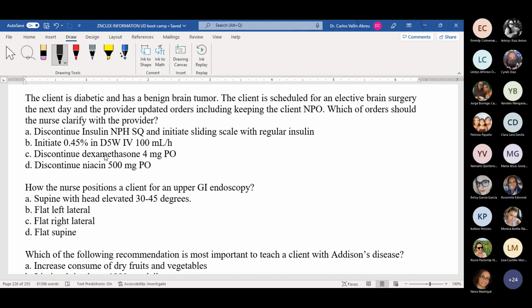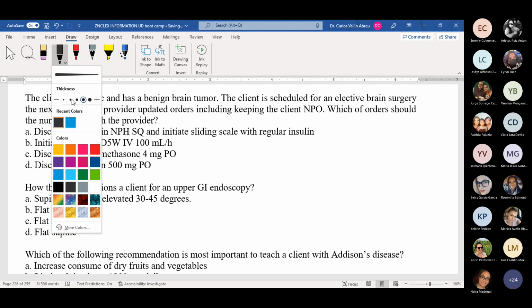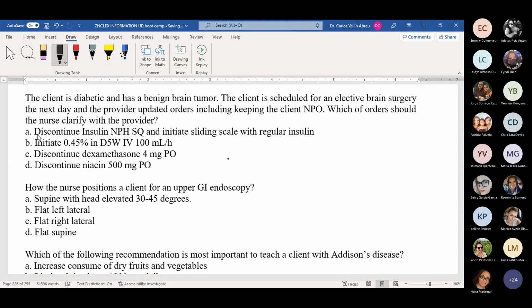B. B as in boy. Why do you think that is B as in boy? Do you think that B is something that is not beneficial for the client? Say whatever you think. It's okay. We're here to study, to discuss. What is something that you don't like? Because it's a hypertonic solution.